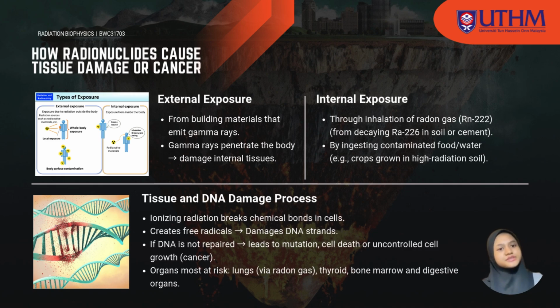Now, how does this radiation cause harm? Ionizing radiation can break chemical bonds in our cells, creating free radicals that attack DNA strands. If this DNA damage isn't repaired properly, it can lead to mutations, cell death, or worse, uncontrolled cell growth, which is how cancer begins. The organs most at risk include the lungs from radon, and the thyroid, digestive system, and bone marrow from internal accumulation.